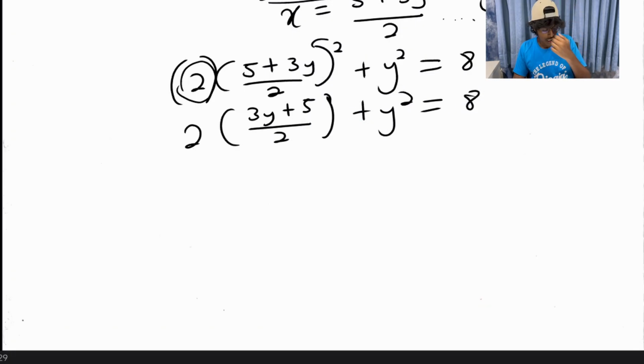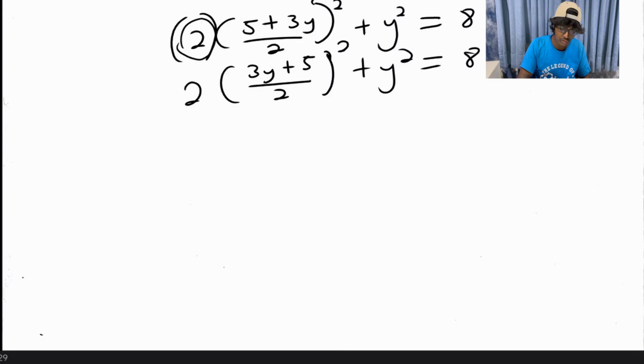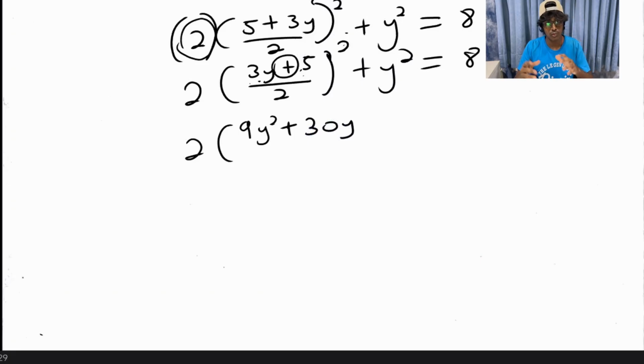Okay. Now, as we can see, we can now do the method that I showed you. So, the first one, 3y kuasa 2. So, 3y times kuasa 2. So, here will be y kuasa 2. 3 kuasa 2 is 9. And then the next part will be 5 times 3y times 2. So, 5 times 3 is 15. 15 times 2 is 30. And here is a positive, so 30y. And then, the last part will just be kuasa 2. So 5 kuasa 2 will be 25.